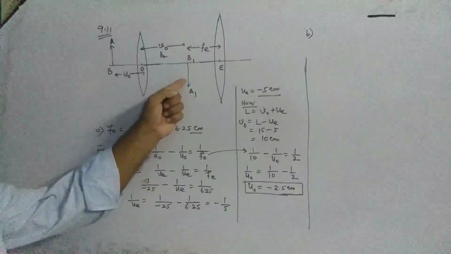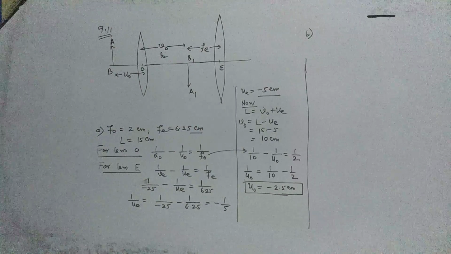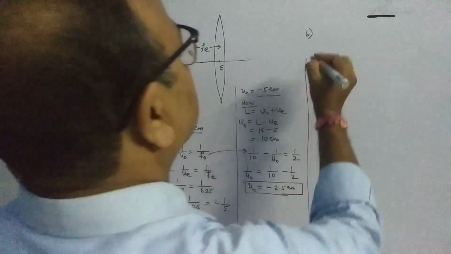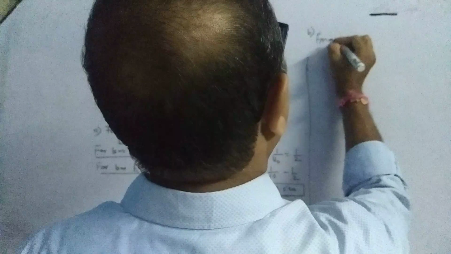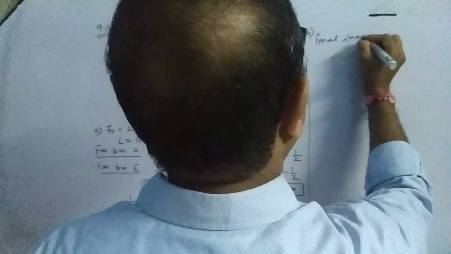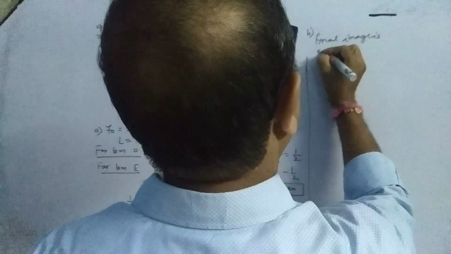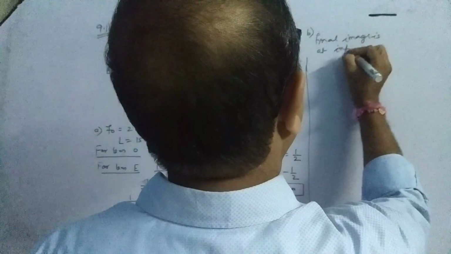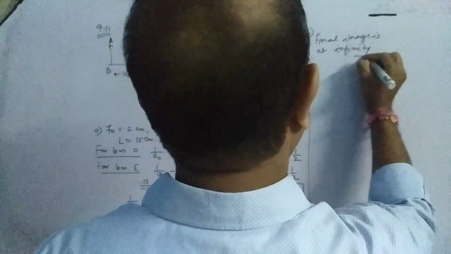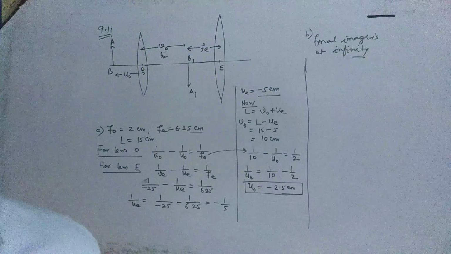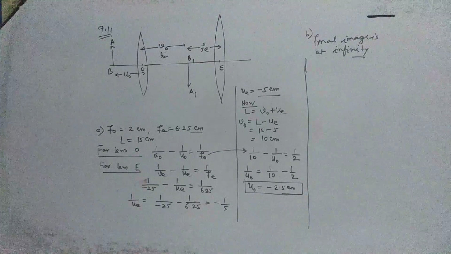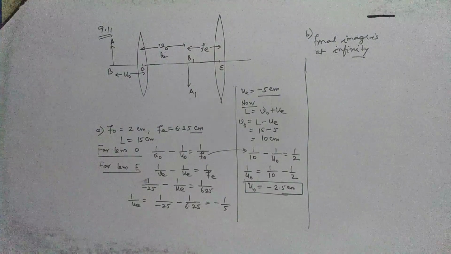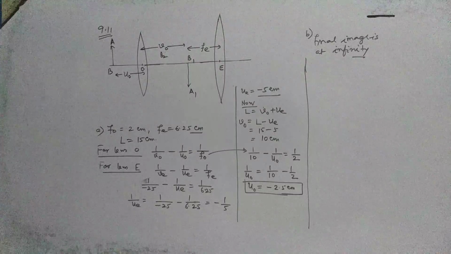It is the first image. Final image is formed at infinity. So here, the final image is at infinity. Okay? So we can find out what we have to do in this case.